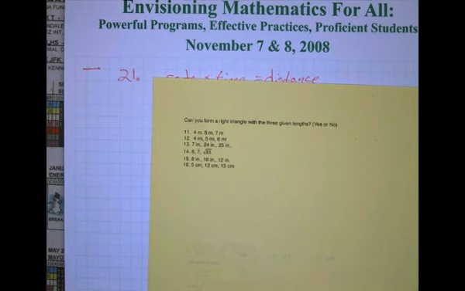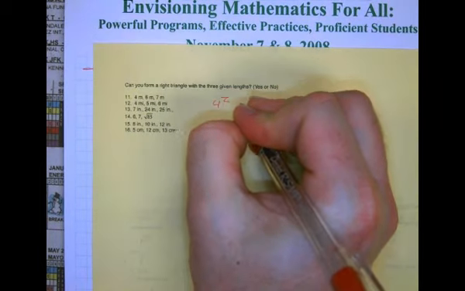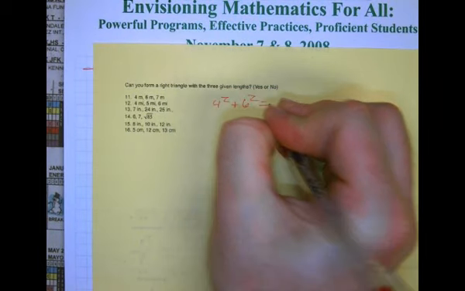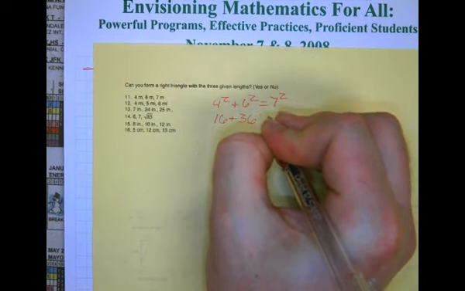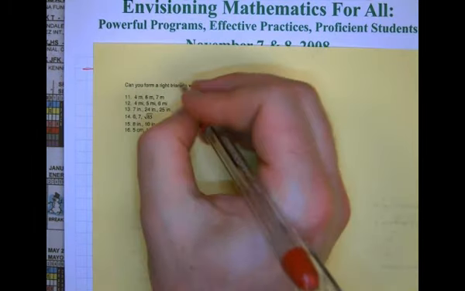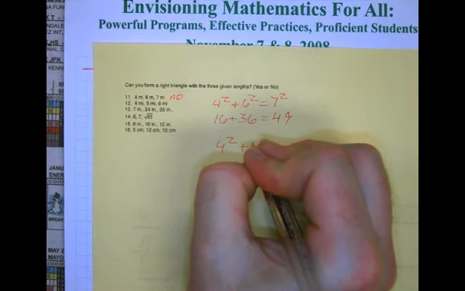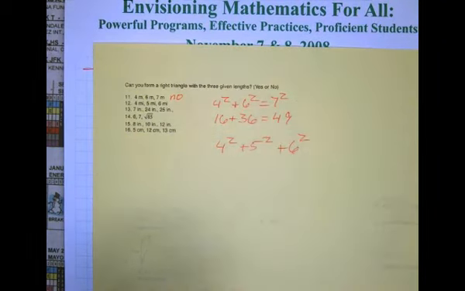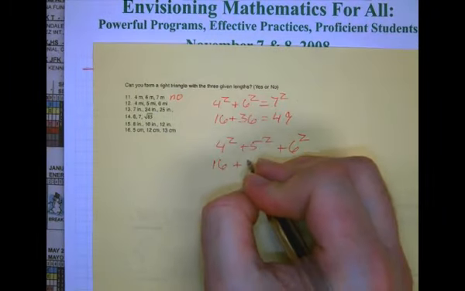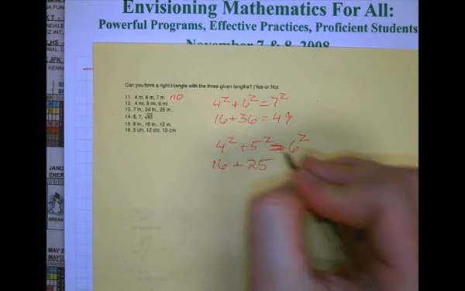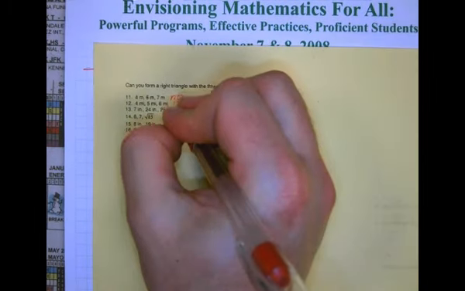With these, I'm going to plug them in and see if it works. So I have 4 squared plus 6 squared. Does that equal 7 squared? That's 16 plus 36. Does that equal 49? Nope, so that answer would be no. 4 squared plus 5 squared. Does that equal 6 squared? Well, that's 16 plus 25. Whoops, that should be an equal sign there, sorry. Does that equal 36? Nope, so that's a no.